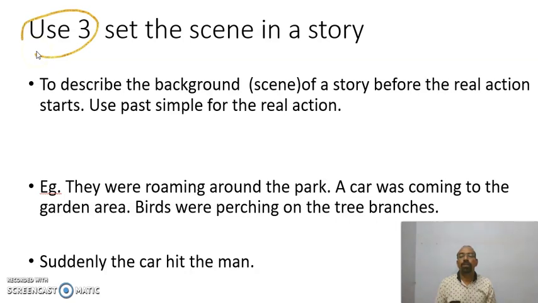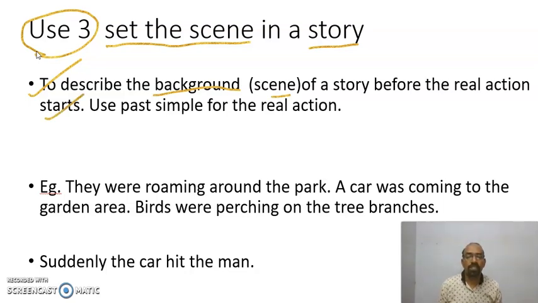Third use of past continuous. It is used to set the scene in a story or the atmosphere of a story, the background of a story. To describe the background or scene of a story before the real action starts. Use past simple for the real action. For the background description, we can use past continuous. Look at the example here.